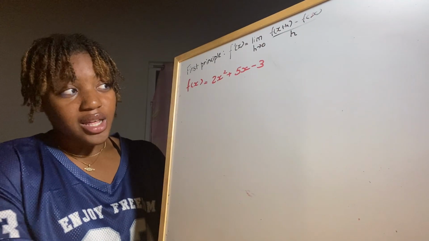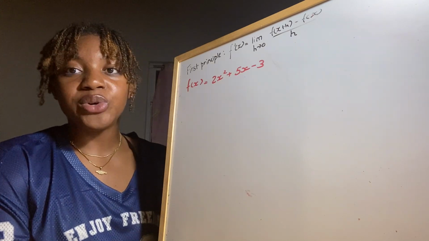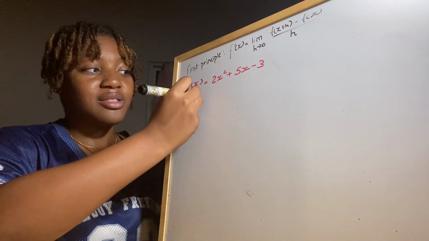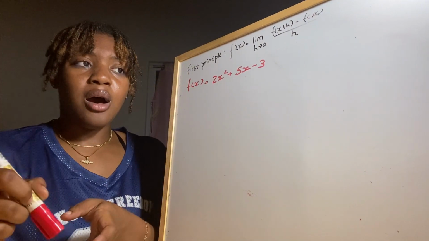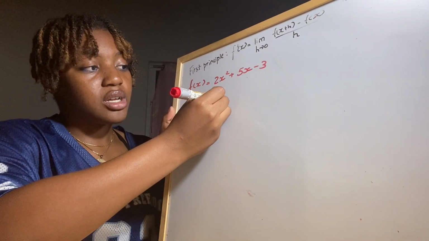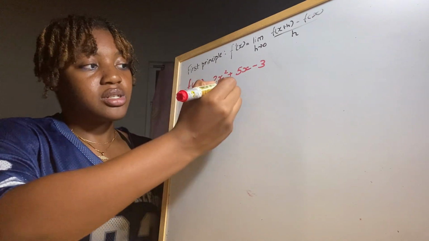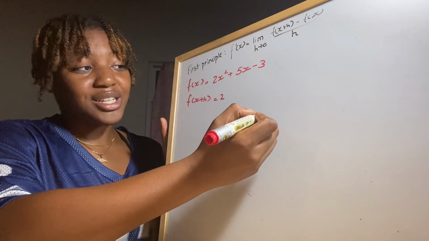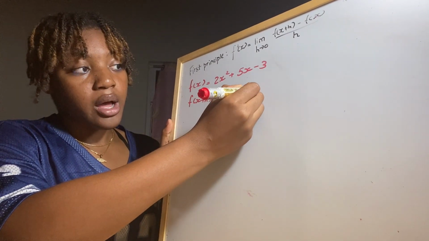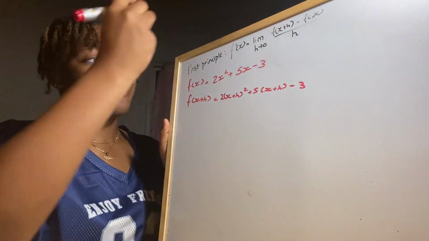So our next question is f of x equals 2x squared plus 5x minus 3, and we're trying to find the first derivative using the first principle. So the same steps apply. The first thing is we identify what is f of x plus h, and wherever was the x up here, we're going to replace it with x plus h. So here, f of x plus h would be 2 times x plus h squared plus 5 times x plus h minus 3.